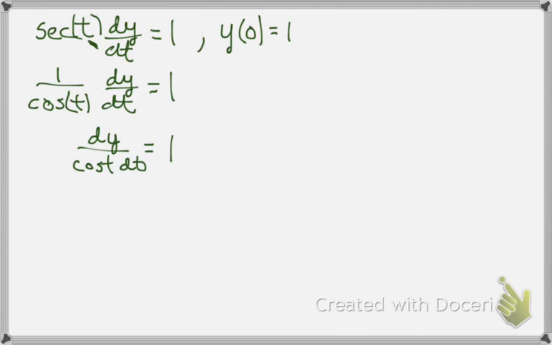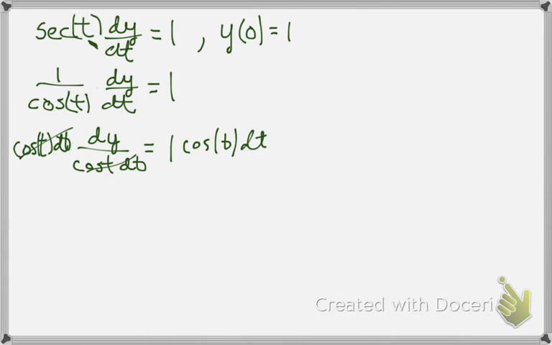And so basically what I'm going to do is multiply both sides by cosine of t dt. Or you could think of it as cross multiplication. You could really skip this step here. I just wanted to show you where it was coming from. And now our variables are separated.